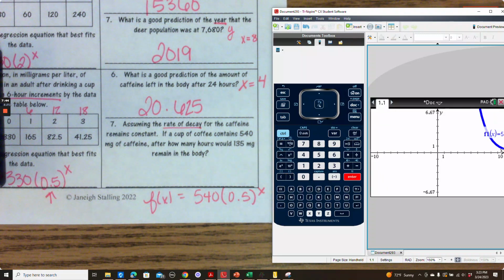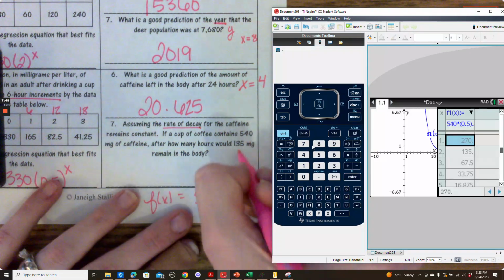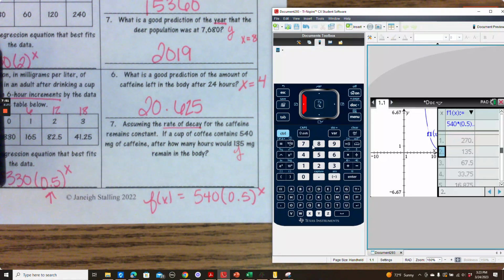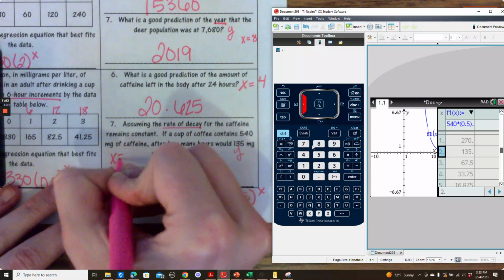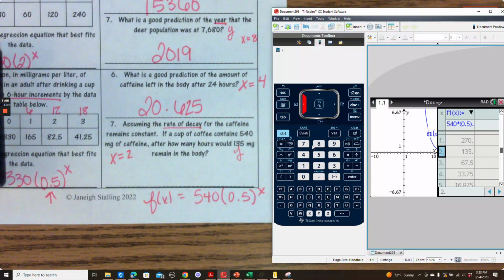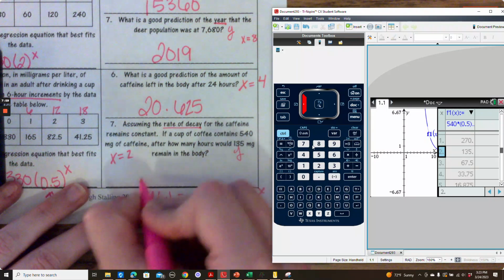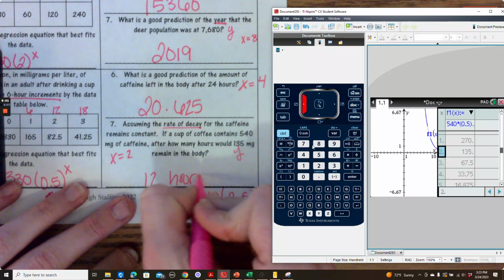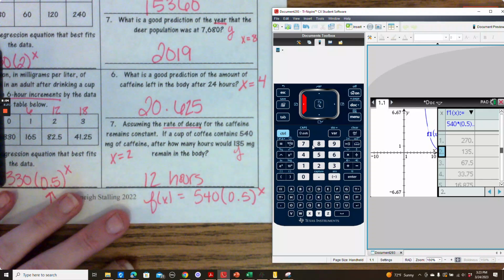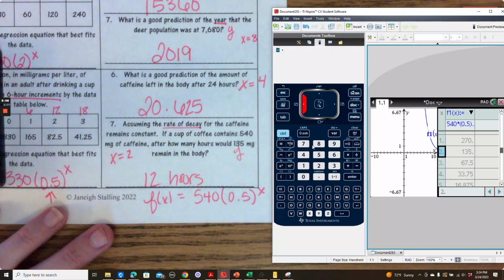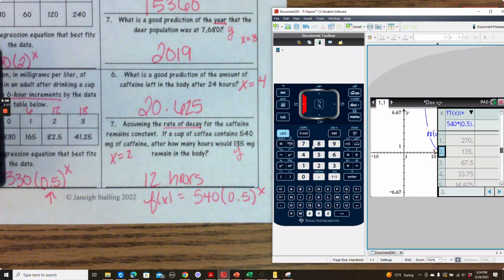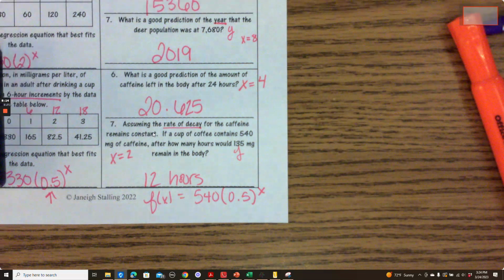All right, and then 135 milligrams, is that an X or a Y? Y. So we're looking for where 135 is as a Y. X equals 2, but how many hours is that? 12. 12 hours. So again, this whole process, it's just the second increment, say blood draw, would happen in 12 hours. So again, deliberately trying to mess you up.